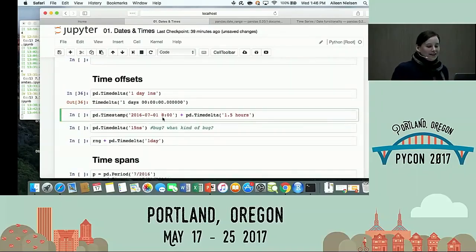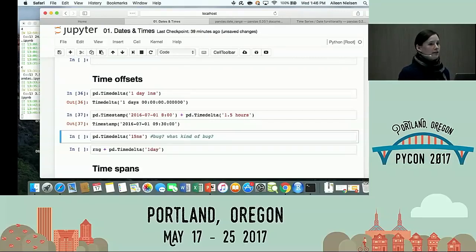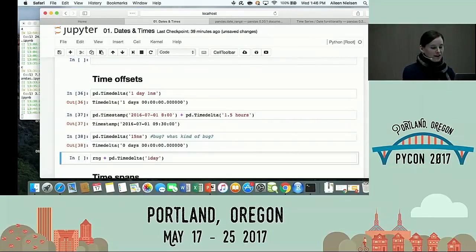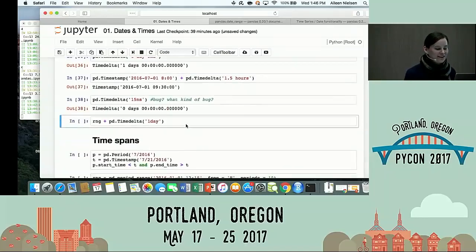Okay. PD.timestamp can be added to PD.timeDelta, right? So if you have a timestamp, you can just add a delta to it very intuitively. Here's an example. I've got July 1st at 8 a.m. and I want to add 1.5 hours, and that gets me to 9:30, exactly as it should. PD.timeDelta, 15 nanoseconds. Showing up as a 0, is that a bug? No, right? It's actually there. It just prints as 0. I'm probably harping on this bug a little too much, but for those who do use nanoseconds.